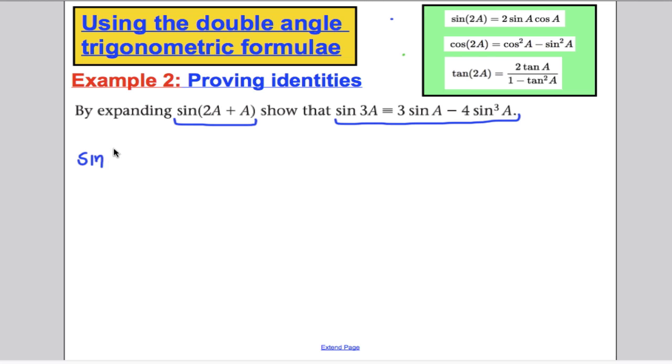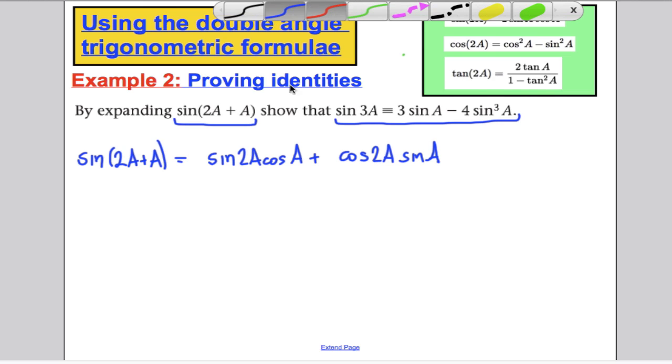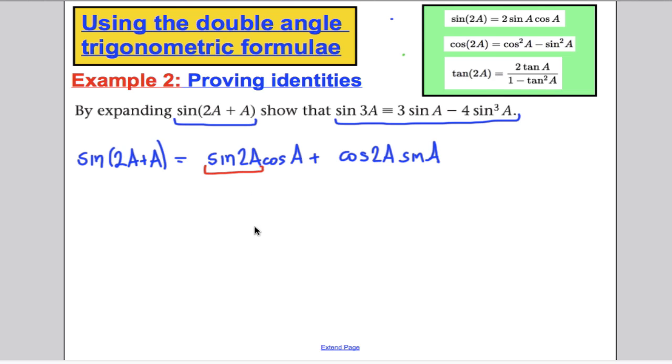So we say that sine 2a plus a, using our addition formulae here, must be sine 2a cos a plus cos 2a sine a. Now we know an expression for this using our double angle formulae, and we also know an expression for this using our double angle formulae. Now the thing to bear in mind here is in the final answer we just want sines, we don't want cosines, so that will be something to bear in mind here.